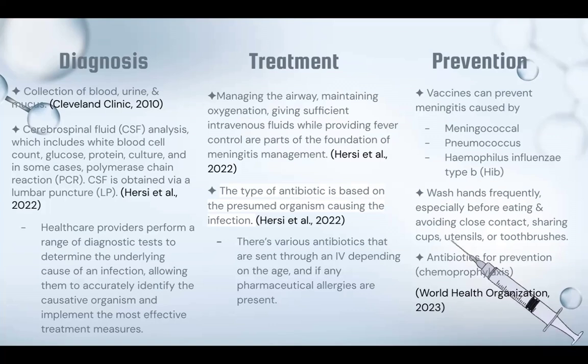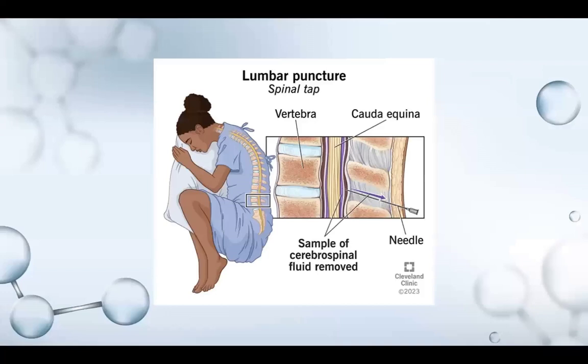In order to prevent bacterial meningitis, vaccines play a huge part to prevent meningitis caused by meningococcal, pneumococcus, and Haemophilus influenzae type B or Hib. And also washing your hands frequently, especially before eating, and avoiding close contact and not sharing cups, utensils, or toothbrushes. Antibiotics for prevention are also there for those who are in close contact with those that have meningitis. And this is what the lumbar puncture looks like.